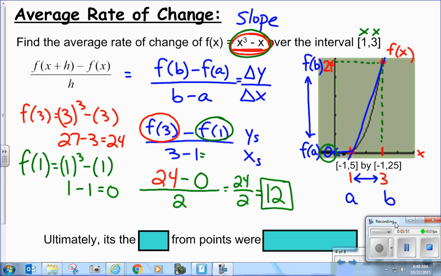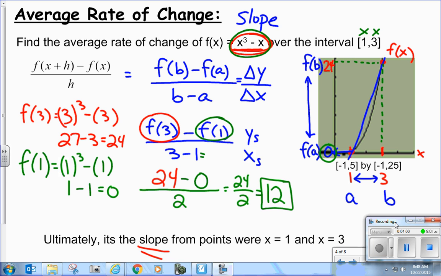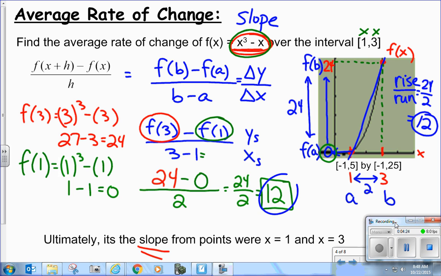All right? So ultimately, it's just the slope, which we just figured out, from the points where x is 1 and x is 3. And if we look at it, it's rise over run, correct? Rise over run, that's our slope. We rose from 0 to 24, right? So we rose 24, and we ran a distance of 2. 24 over 2, that gives us 12. It works on so many levels.